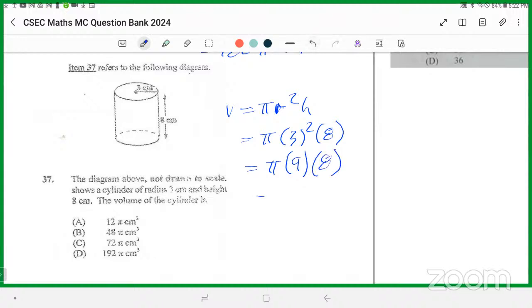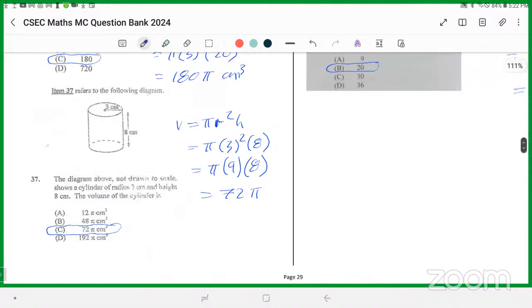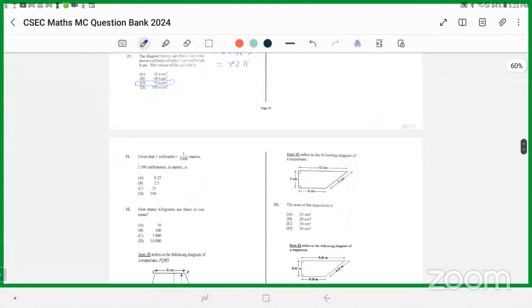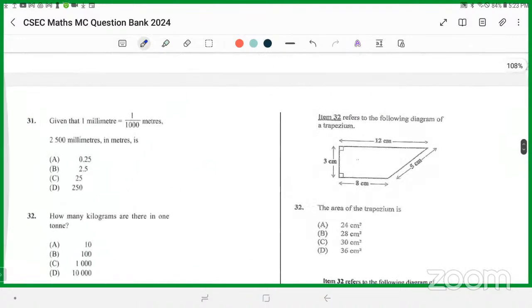9 times 8 is 72. So we're getting 72 times pi. So the answer is this one right here, 72 times pi. All right. So those are some cylinder questions. All right. Here now, we have some other stuff.